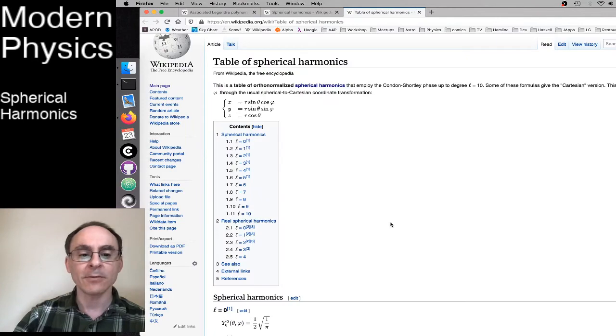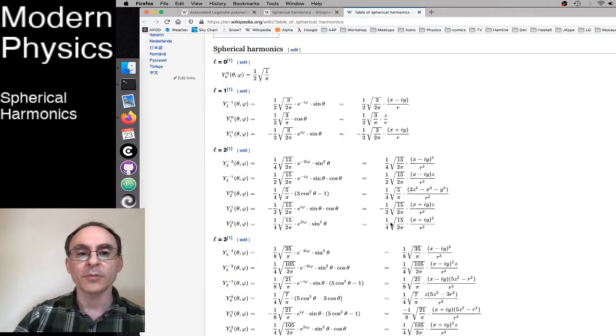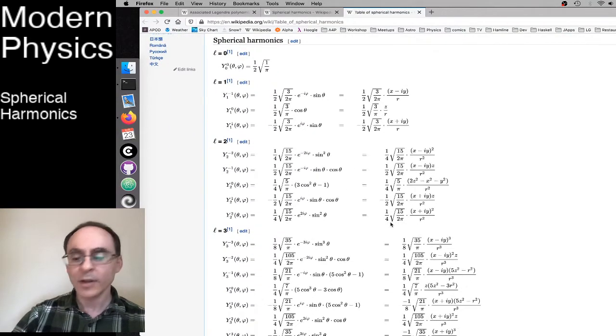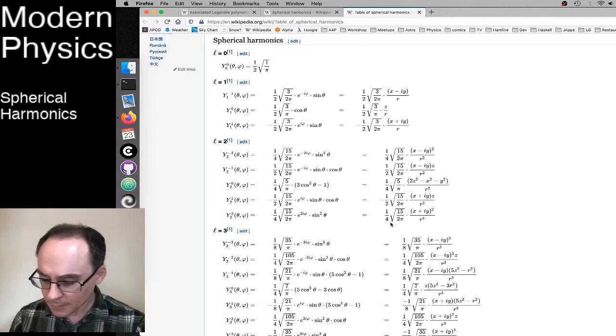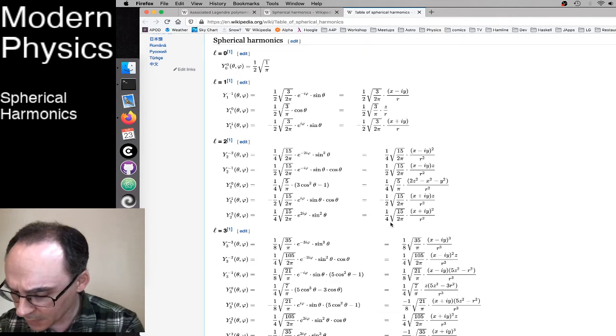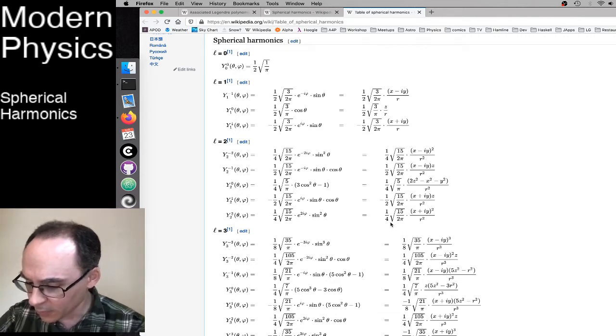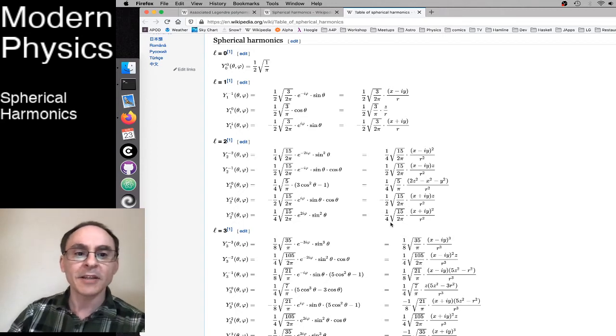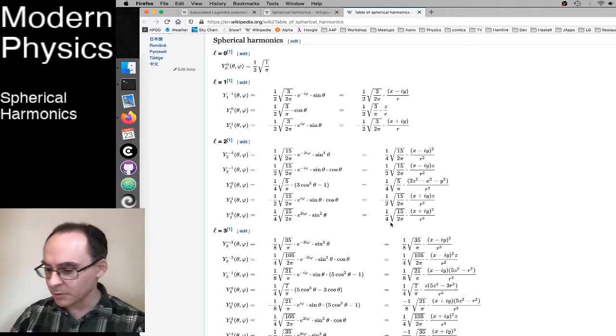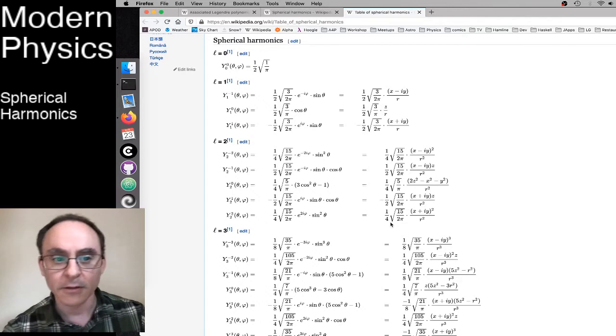If we look at a table, there's a similar shorter table in your book. What do these things actually look like? Because that's good to know. Let me erase this. Those are our spherical harmonics. Wikipedia is just putting M as a superscript instead of a subscript, but it's really the same thing that I've written here.